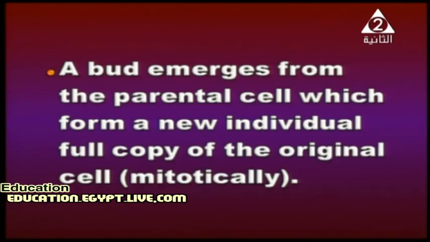So after that, the cell can be separated from the parental cell or remain connected to the parental cell, forming a colony. This occurs by mitotic division, and it is a type of asexual reproduction known as budding.